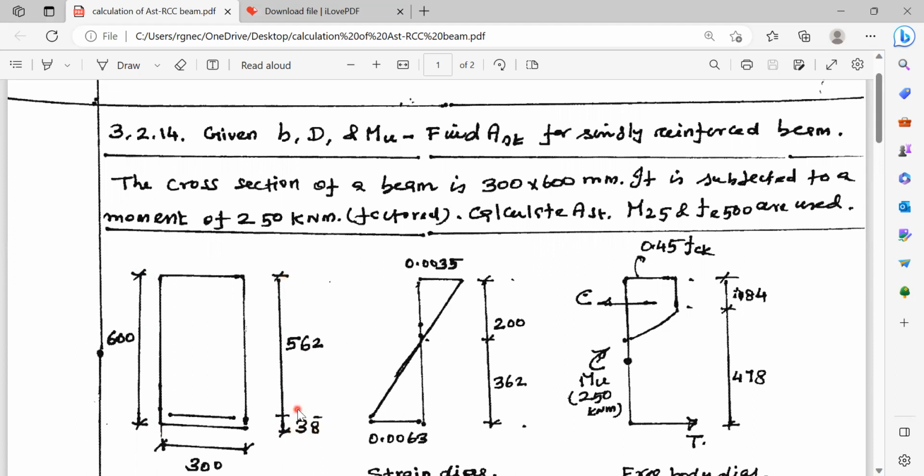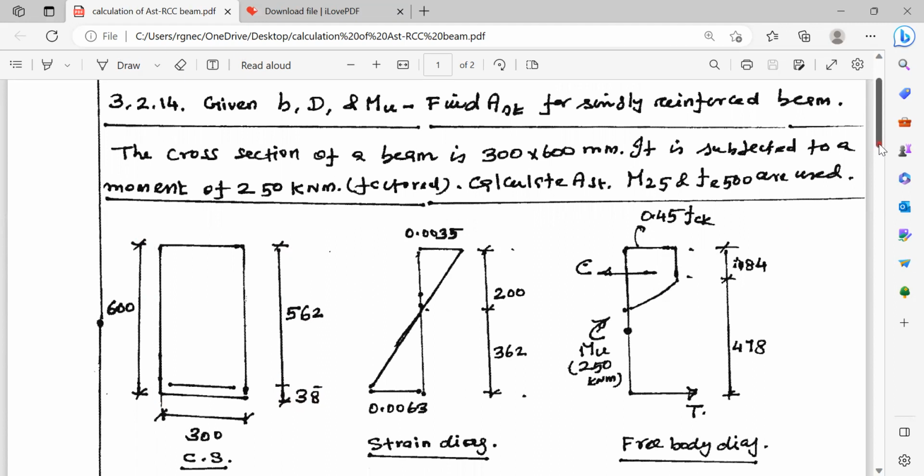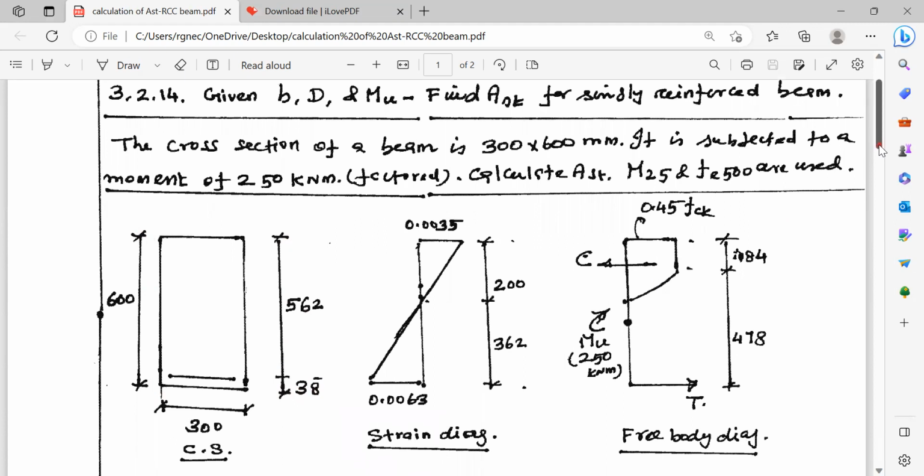Now, the problem of calculation of reinforcement in the tension zone involves assuming some value for the neutral axis. This is based on some trial and error. Here the effective depth is 562. Let us assume, to begin with, the trial for the neutral axis as 200 mm. 200 mm is the depth of the neutral axis. If 200 mm is the depth of the neutral axis, then we have to draw the strain diagram and calculate the strain in the tension reinforcement.